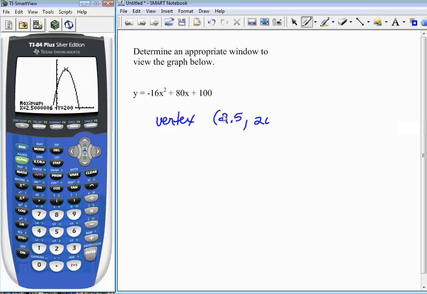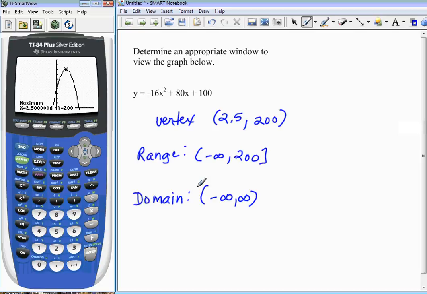So what would that tell me about the range of that function? We know the domain is all reals, right, because it goes indefinitely from left to right. That's true for any quadratic function. But the range is not all reals, so we're reading from bottom up. So the bottommost point is negative infinity, to the topmost point is 200, right? It's the y value of the vertex.